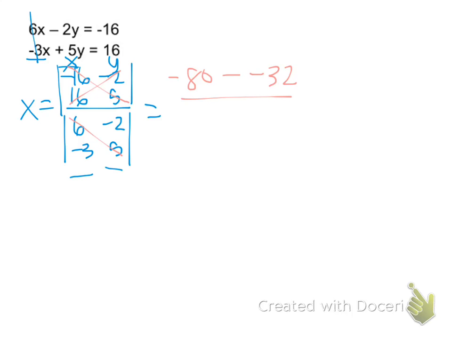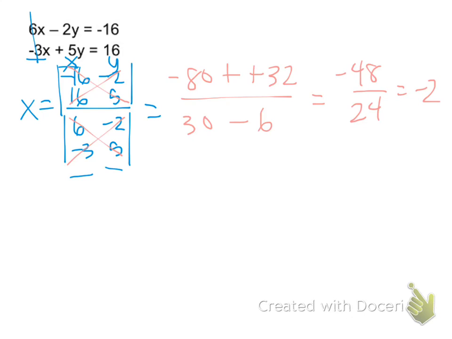And then on the denominator, my down diagonal is 30 minus 6. When I simplify my numerator, I get -48. My denominator, I get 24. When I divide this out, I get -2.